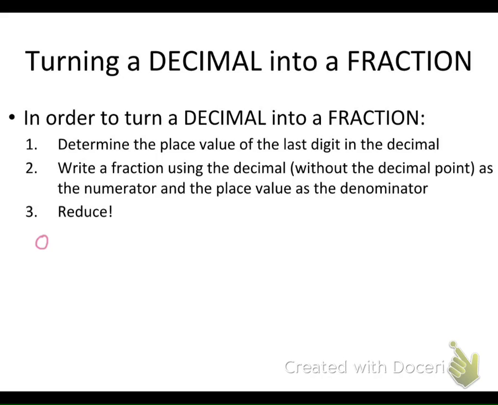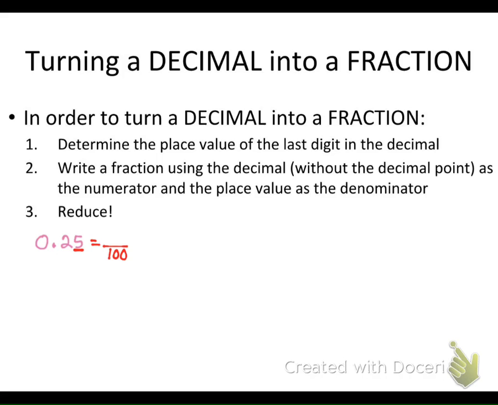if I have the decimal 0.25, I want to change this decimal to a fraction. So step 1 says, determine the place value of the last digit in the decimal. Well, here's my last digit in the decimal, the 5. So if the 5 is the last digit in the decimal, what place value is that? What place value is that 5 in? The hundredths, right. So 100, that place value, becomes my denominator.